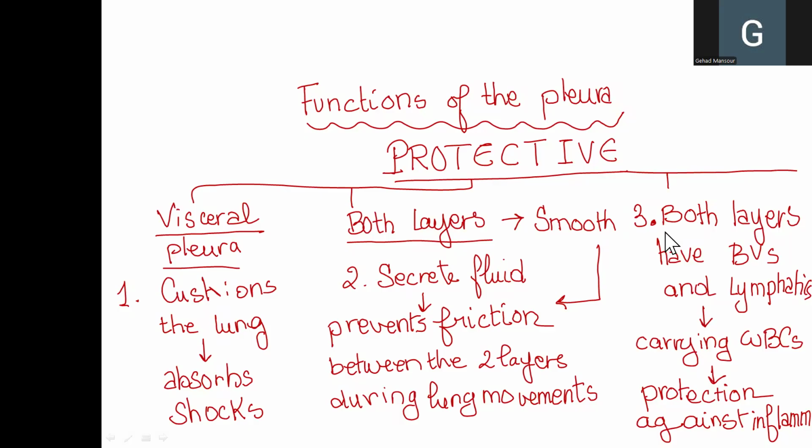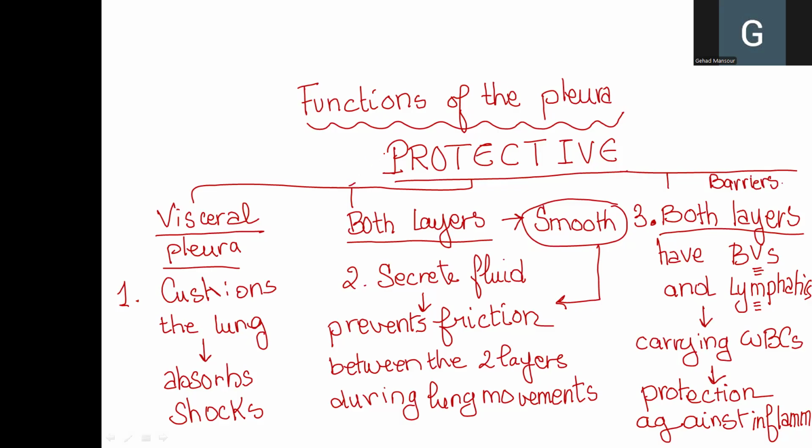A third function of both layers of the pleura is that both layers are richly supplied by blood vessels and by lymphatics, and both blood vessels and lymphatics carry white blood cells that help protection against inflammation. So both layers of the pleura act as barriers against inflammation.